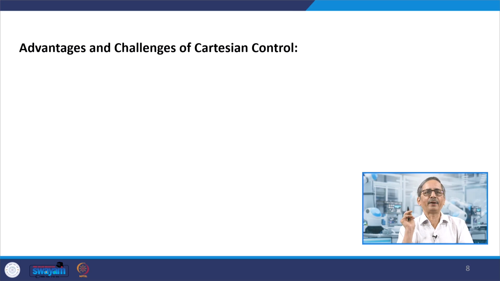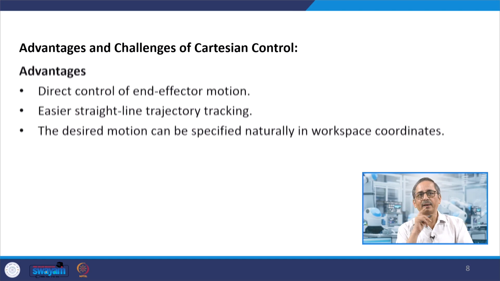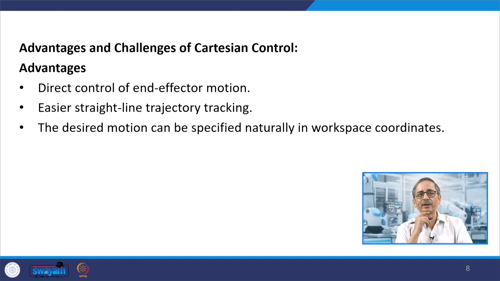Then there are advantages and challenges of the Cartesian control. If you look at the advantages, direct control of the end effector motion is possible here. It is easier to do straight line trajectory tracking, and the desired motion can be specified naturally in terms of the workspace coordinates. Alright, we could have the position as well as the orientation of the end effector.